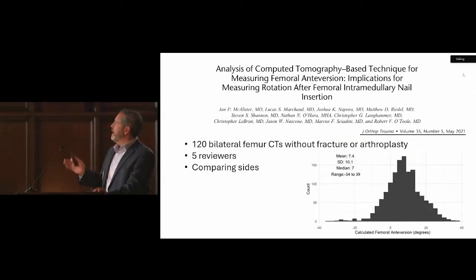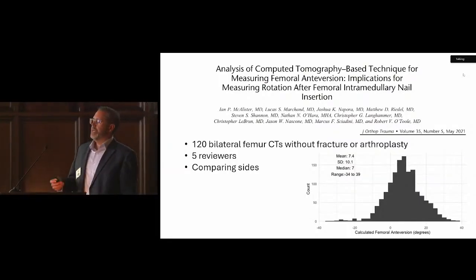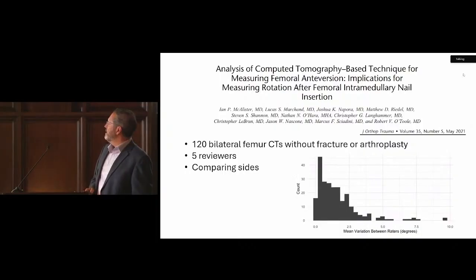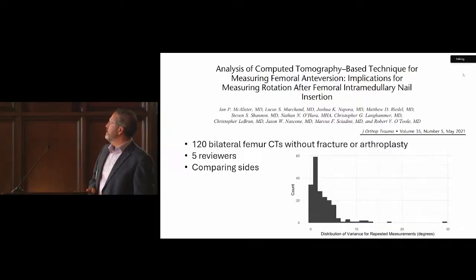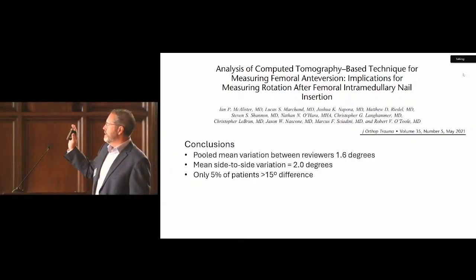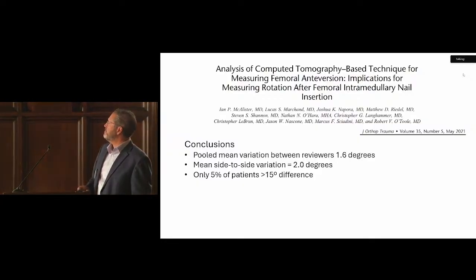And then these were CT scans done for other things. This was published out of the shock group. They had 5 reviewers that had both sides, and were looking at side-to-side differences and the mean variation between the raters as well, and repeating measurements. And so the pooled mean variation was about 1.6 degrees, mean side-to-side difference was 2, and only 5% had a greater than 15-degree difference. So usually one side is going to be pretty similar for patients. And obviously this isn't somebody with hip dysplasia. These are just patients that had CT scans for other reasons.